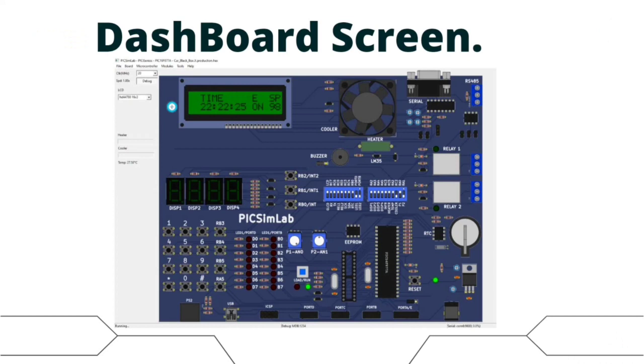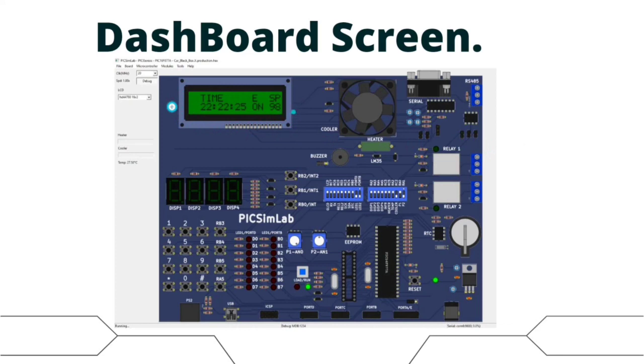So we have created a dashboard screen on which the time will appear, the events will appear, and also the speed will appear. So this is the dashboard screen which we have created, and this is the time, and this is the event, and this is the speed.